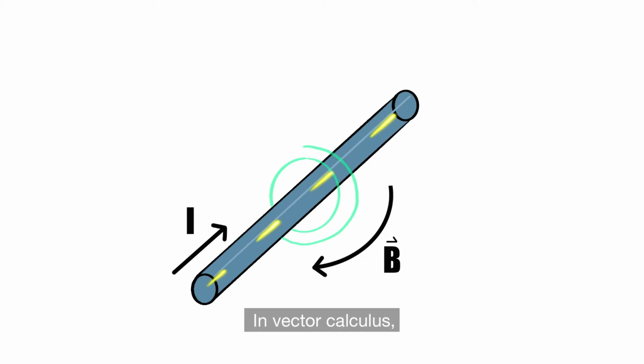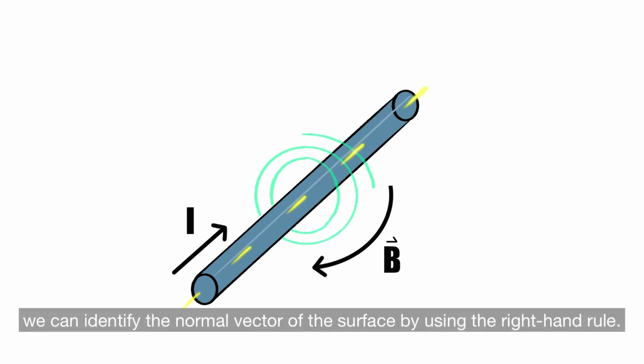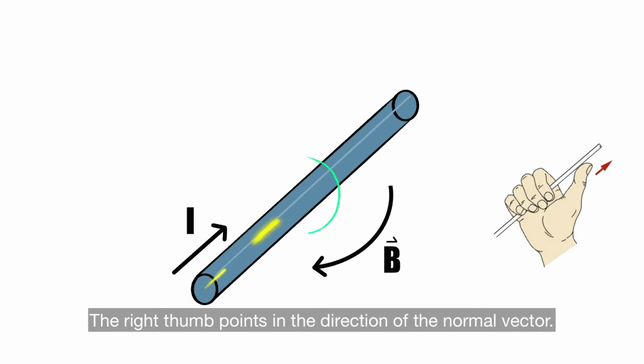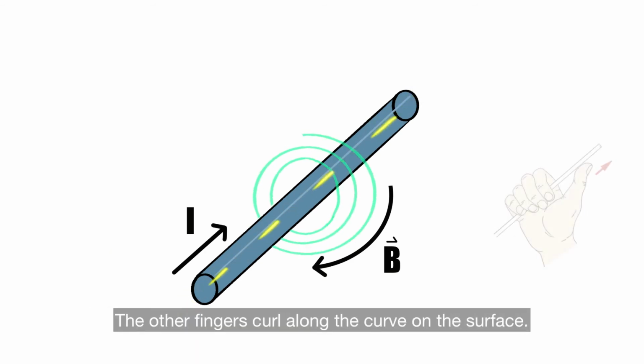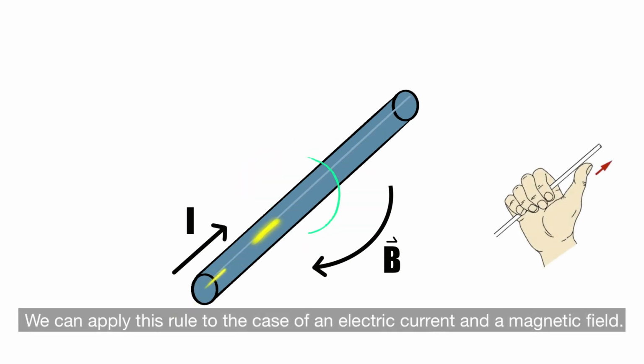In vector calculus, we can identify the normal vector of the surface by using the right-hand rule. The right thumb points in the direction of the normal vector. The other fingers curl along the curve on the surface. We can apply this rule to the case of an electric current and a magnetic field.